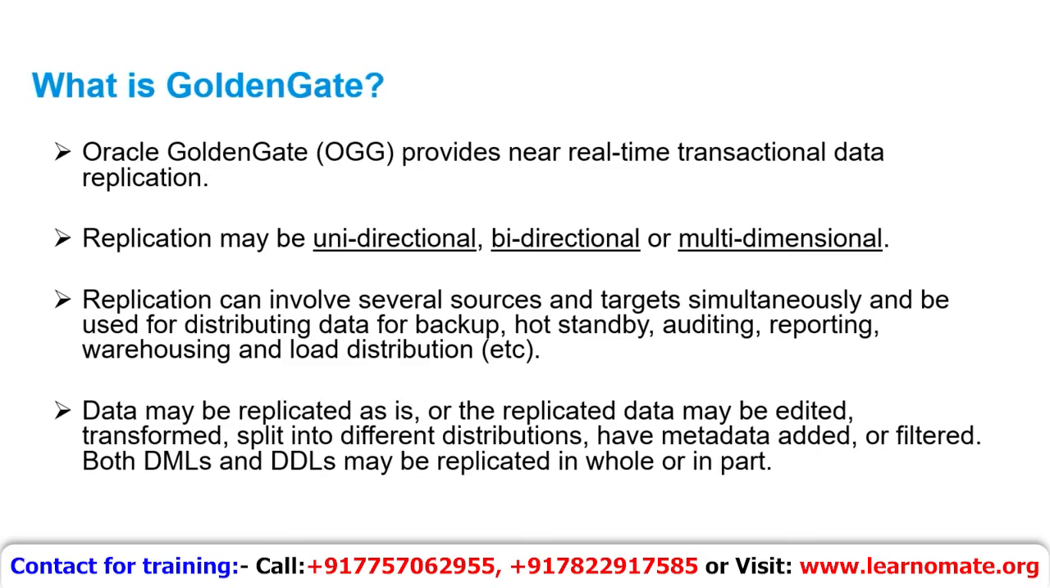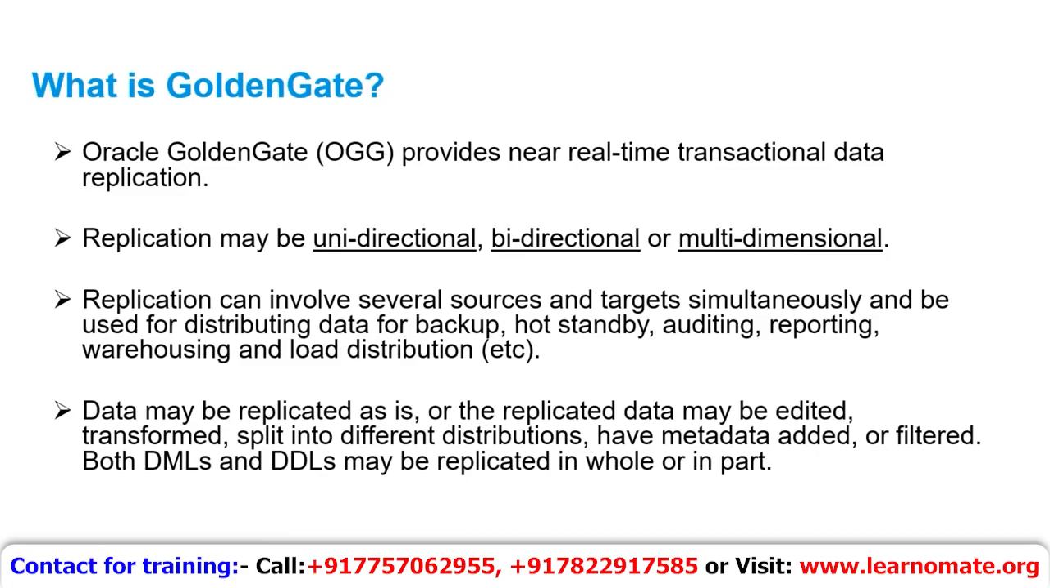So with GoldenGate, replication can involve several sources and targets simultaneously and be used for distributing data for backup. So you can use target data for backup, or hot standby, or auditing, reporting, warehousing, and load distribution. So there are multiple use cases of Oracle GoldenGate. Like if you want to use it for disaster recovery, you can use GoldenGate for disaster recovery. If you want to use a replicated server for auditing, you can use it for that. Reporting purpose, you can use it for warehousing, as I mentioned. Load distribution. So there are multiple options you can use because GoldenGate can replicate the data and transform the data.